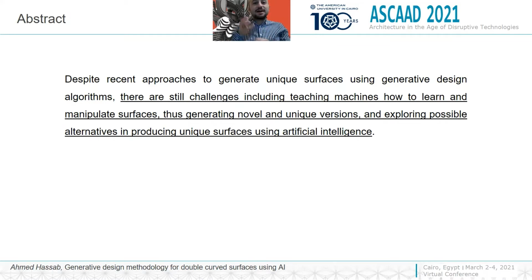Despite recent approaches to generate unique surfaces using generative design algorithms, there are still challenges, including teaching machines how to learn and manipulate surfaces, thus generating novel and unique versions, and exploring possible alternatives in producing unique surfaces using artificial intelligence.